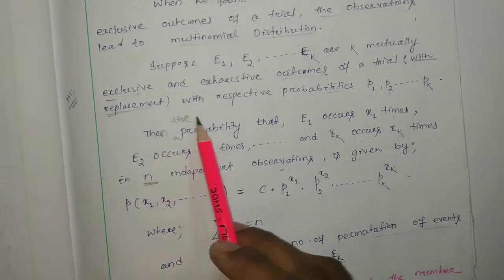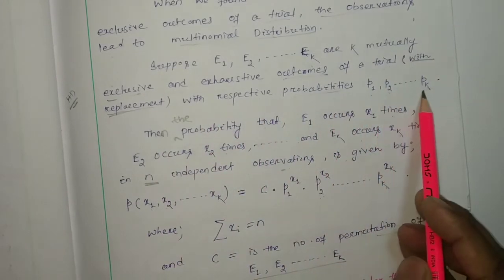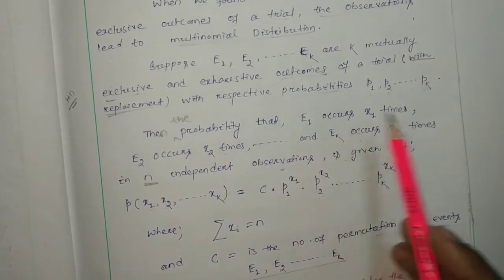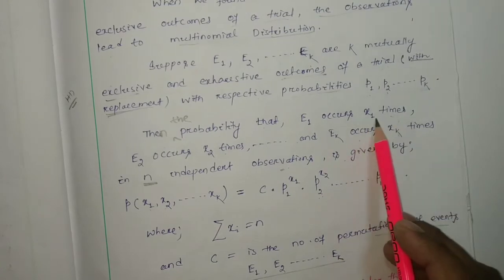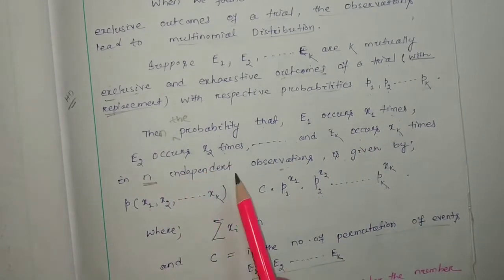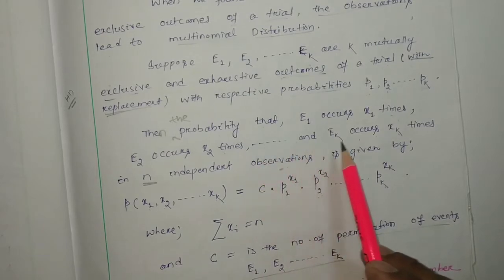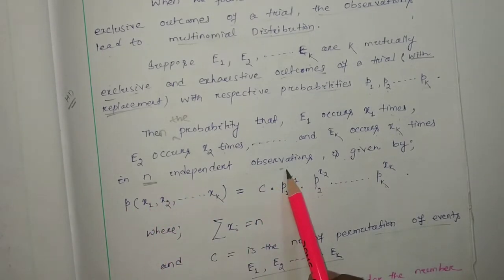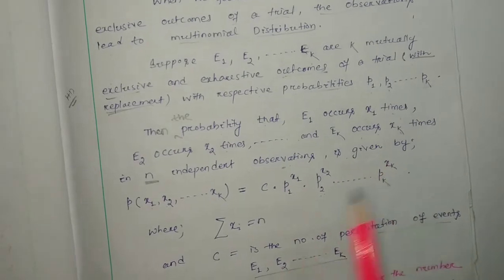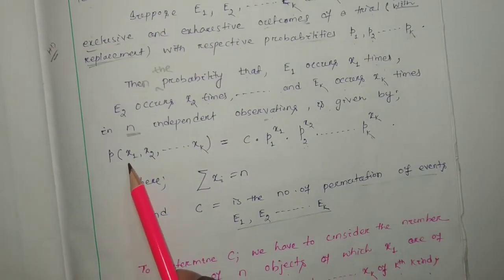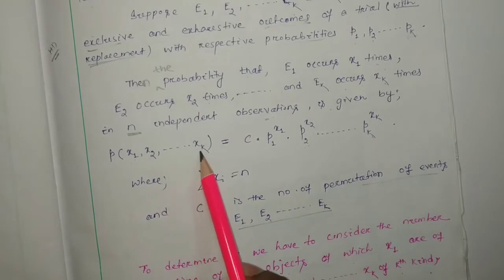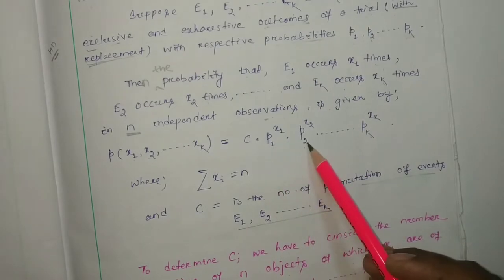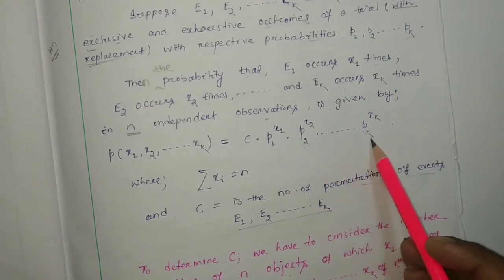With respective probabilities P1, P2, Pk, the probability that E1 occurs x1 times, E2 occurs x2 times, and so on, and Ek occurs xk times in n independent observations is given by this. Probability of x1, x2, so on xk will be equal to C into P1 to the power x1, P2 to the power x2, so on Pk to the power xk.